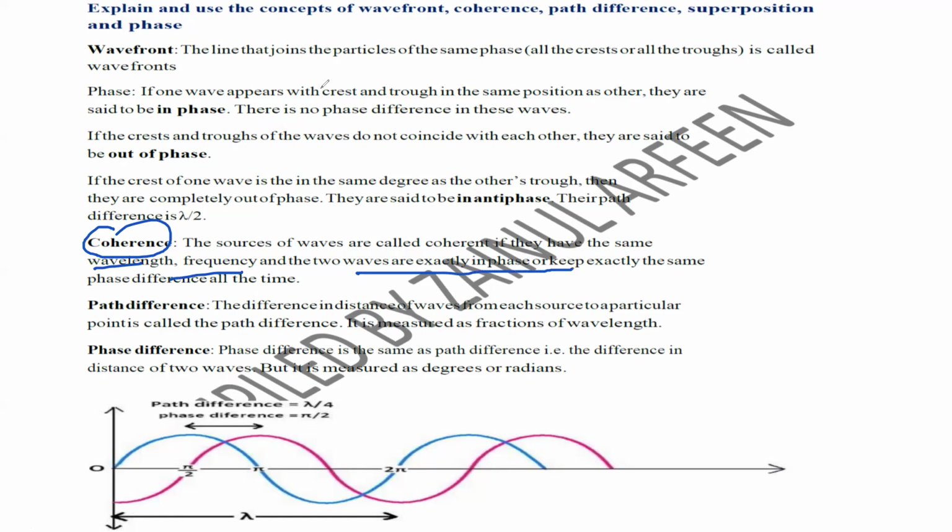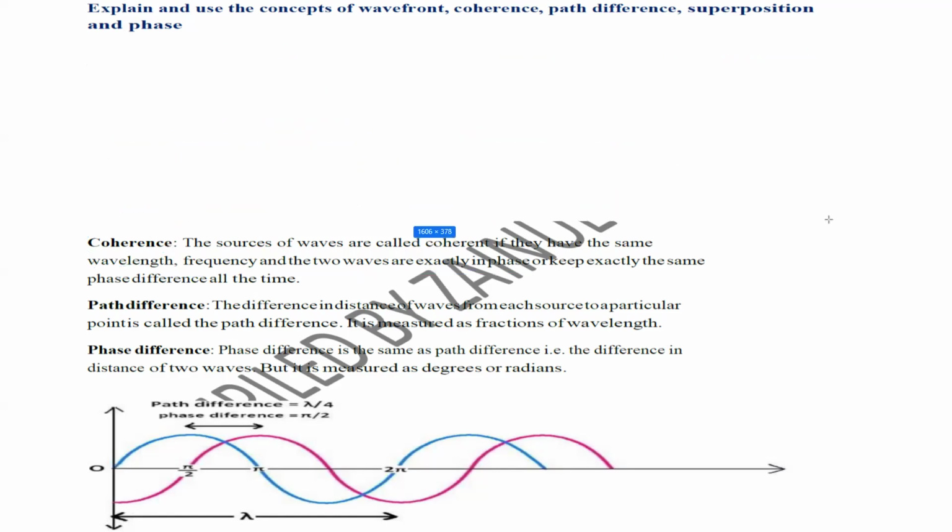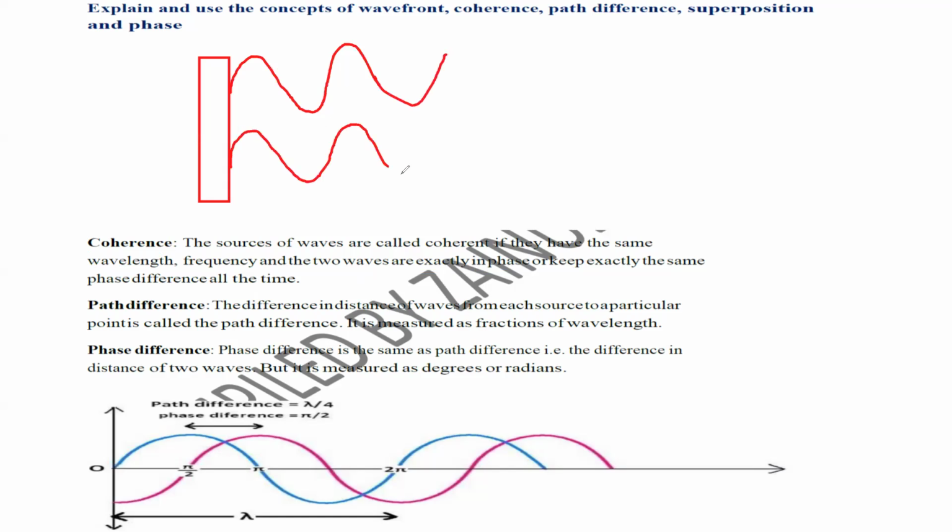For example, if we have a source, this is one wave coming out from the source, and this is another wave coming out from the source. When two or more waves are coming out from the source and they have zero phase difference between them, and they have the same wavelength, starting in the same manner, we call that a coherent source. They have a constant phase relation.